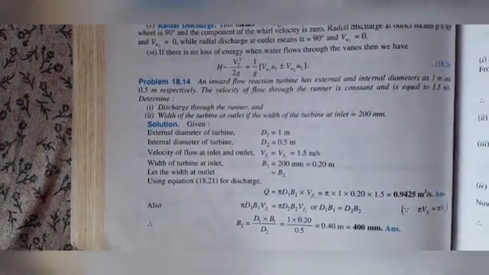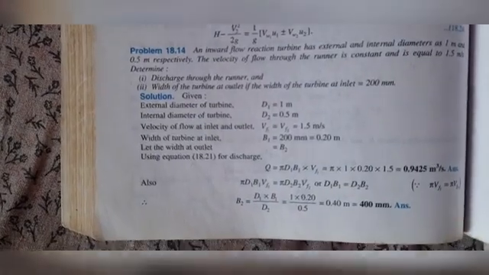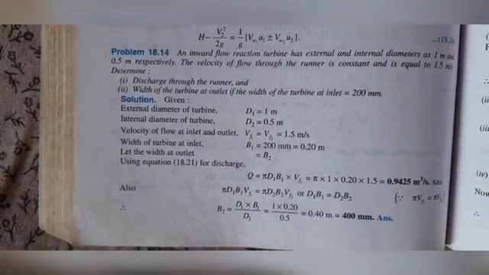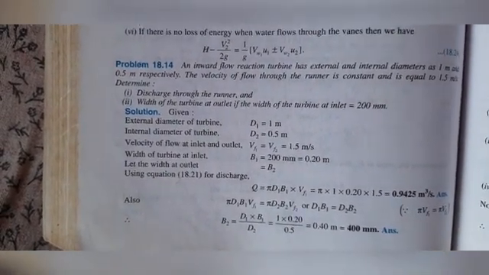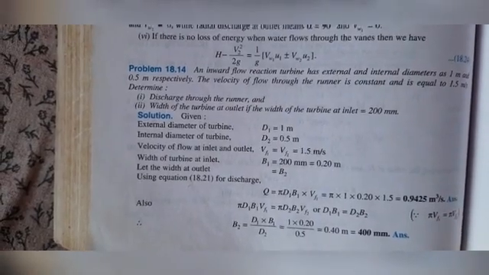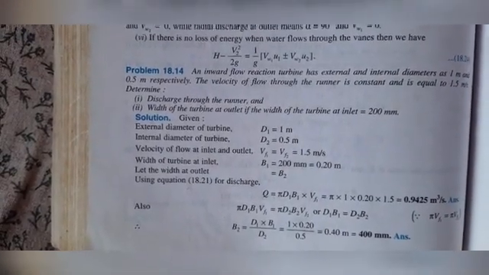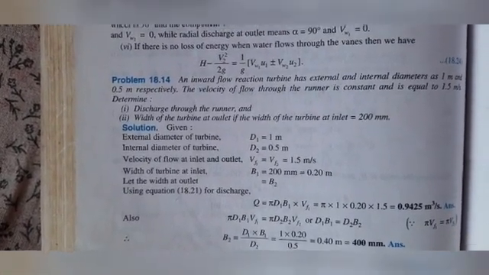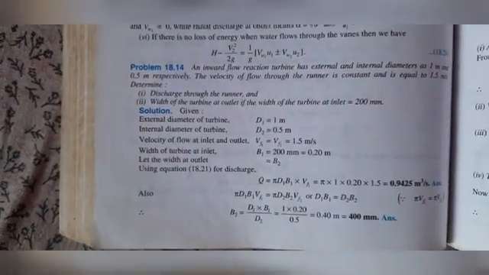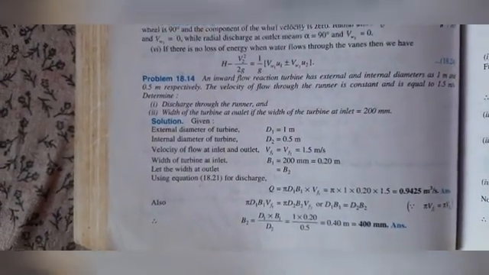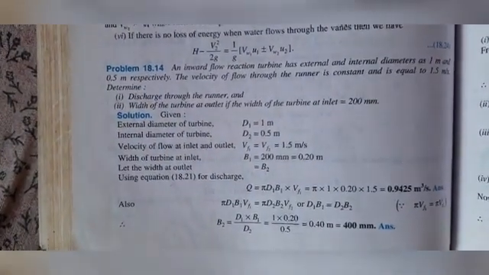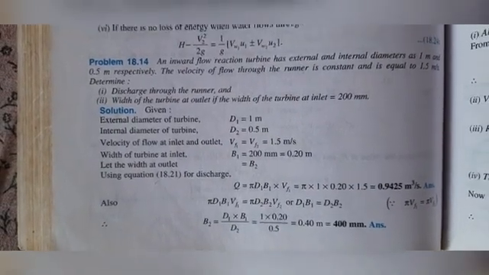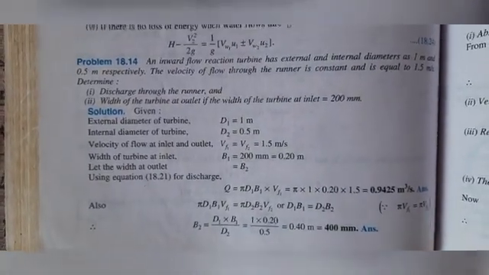Today we will solve one numerical. An inward flow reaction turbine has external and internal diameter as 1 meter and 0.5 meter respectively. The velocity of flow through the runner is constant and is equal to 1.5 meter per second. Determine first discharge through runner and second width of turbine at outlet if the width of turbine at inlet is 200 mm.